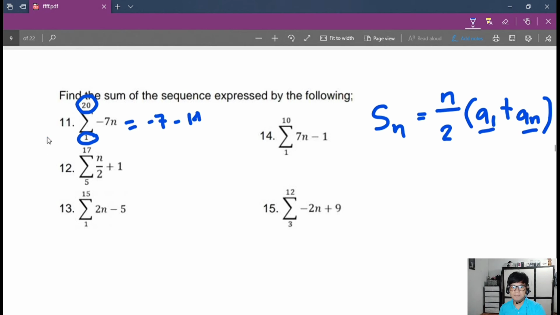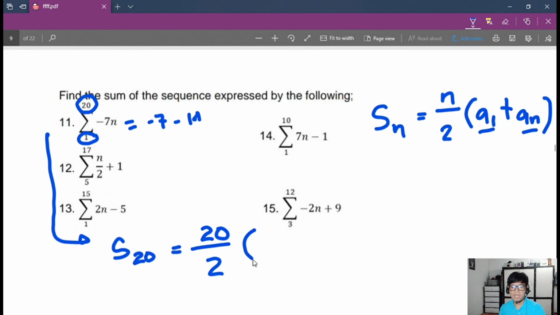So, the sum of first 20 terms is equal to 20 over 2 times, ang first term natin is 1, negative 7 times 1 is negative 7. So, yung first term natin, negative 7 plus, when n is equal to 20, so 20 times negative 7 is negative 140. Negative 140.